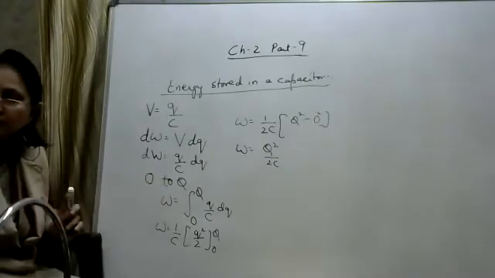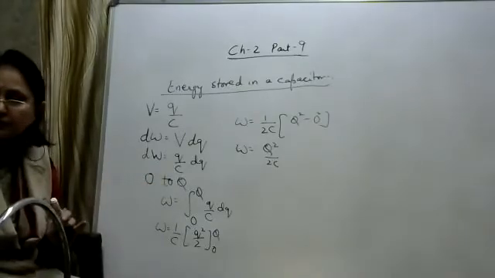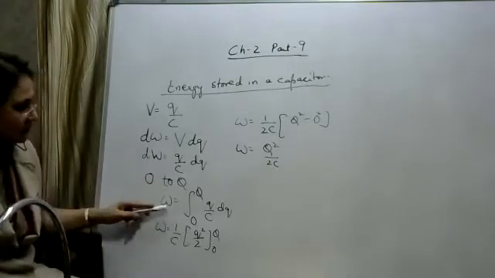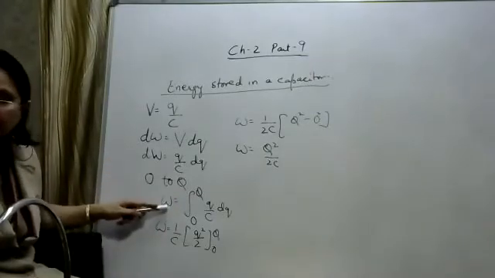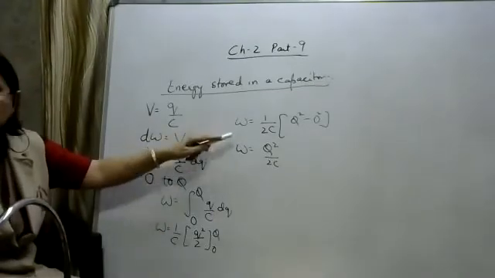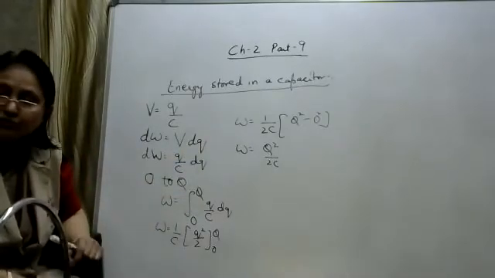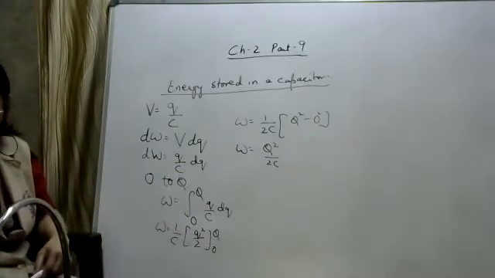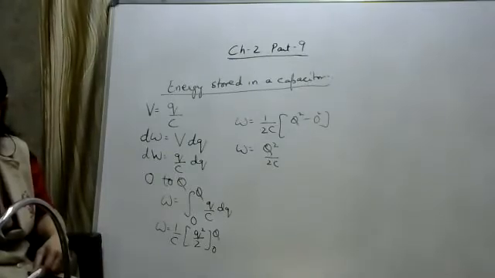Total amount of work done in charging the capacitor from 0 to capital Q: integrate both the sides, dW integration is W. So this is the expression for the work done. Put the limits, so here you get the work done, Q square upon 2C. Now write down, this work done is stored in the form of electrostatic energy.